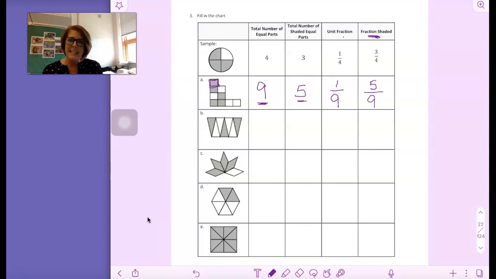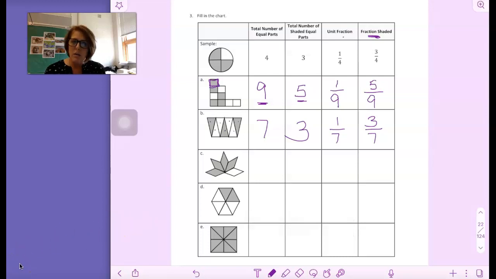Again, this letter B doesn't look like our regular divide a square, a rectangle, or a circle into parts, but they're still equal, so we can use fractions. Let's count them. 1, 2, 3, 4, 5, 6, 7 equal parts. If you want, you can start your fraction over here because we know the total number of equal parts always goes in the denominator in the bottom. How many parts are shaded? 3. Our unit fraction, remember, unit means one, so it's 1/7, and our fraction that is shaded is 3/7.